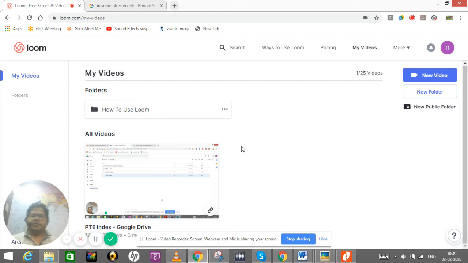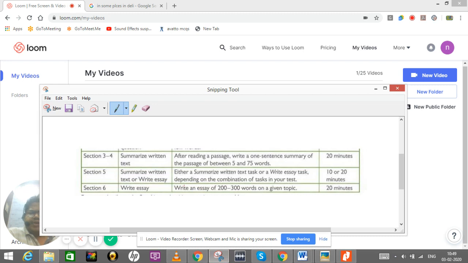Hello friends, today we are going to discuss PTE writing task 2, which is your essay writing task. Under section 5 and 6 of your PTE index, you will get two essays to write. You may get only one essay to write as well. It depends on the number of questions or the format of test you have.